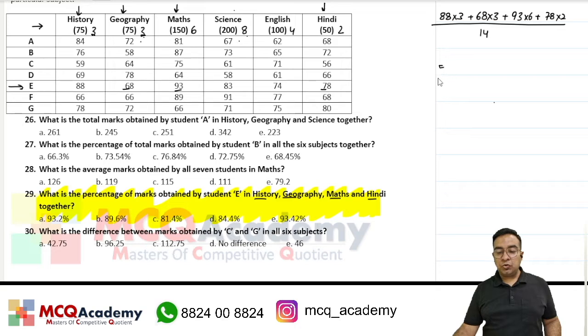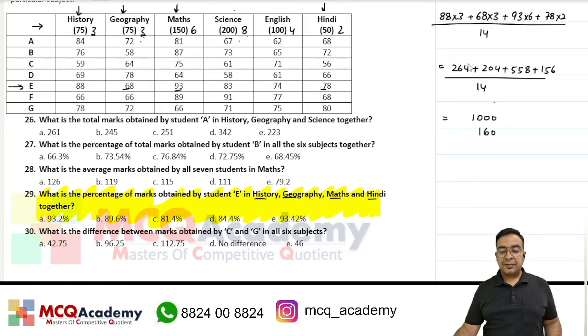So this is equal to 88 into 3 is equal to 264, 68 into 3 is equal to 204, 93 into 6 is equal to 558, and 78 into 2 is equal to 156, whole divided by 14. Adding these up, we get 2 plus 2, 4 plus 5, 9 plus 1 is 10, 1000, plus 6 and 5 is 11 plus 5 is 16. So 160, and 4 plus 4 is 8 plus 8 is 16 plus 6 is 22.